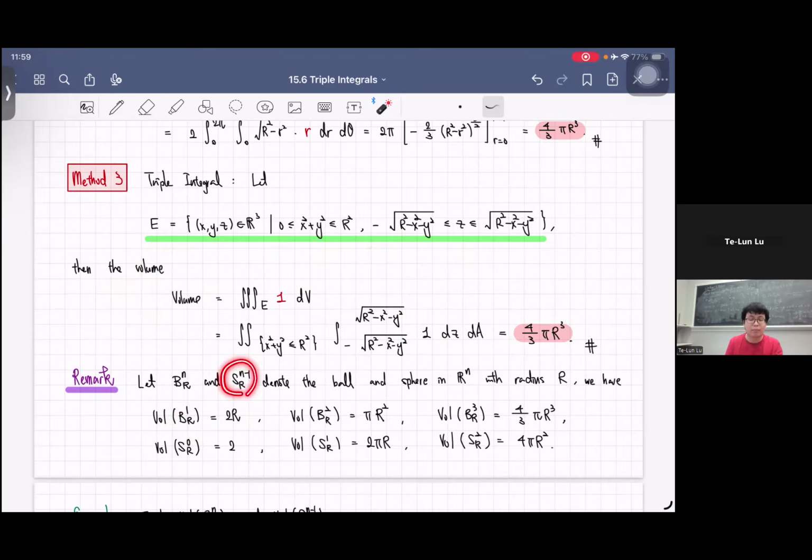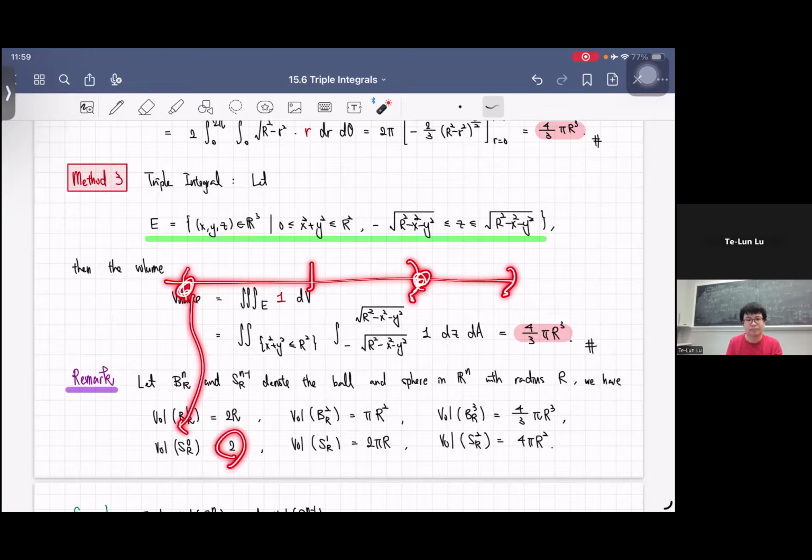And we add S_r^(n-1) to be the sphere inside R^n of radius r. So for example, what is S_r^0? That is a sphere on the real line, right? But the sphere on the real line is the boundary of the ball, which is this point and this point. So that is 2, okay? Because there are 2 points. It's a counting measure. We count the points, 1 and 2.